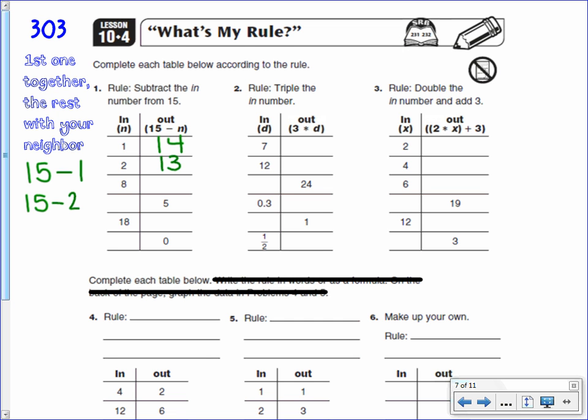Okay, they skip a few, but our rule is still the same. It still says 15 minus n. What's our n in this case? 8. 15 minus 8 is 7.